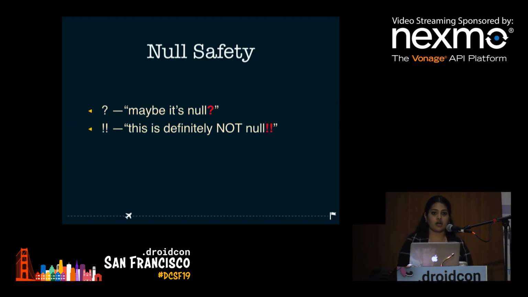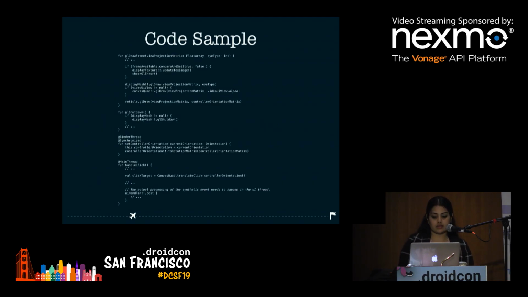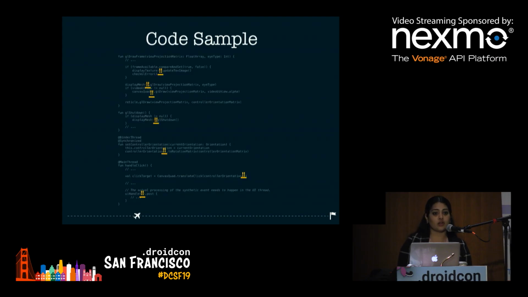The first is the safe call operator, or the question mark, and the second is the non-null assertion operator, or the double bang, or the 2 exclamation marks. The safe call operator says, maybe this variable is null, and the double bang says, this variable is definitely not null. So whenever you do a conversion from Java to Kotlin in the IDE, you usually end up with code that looks like this. Here I'm emphasizing all the double bangs.